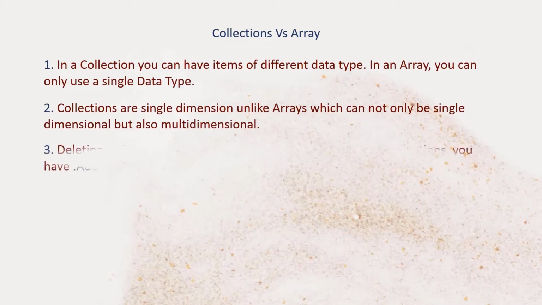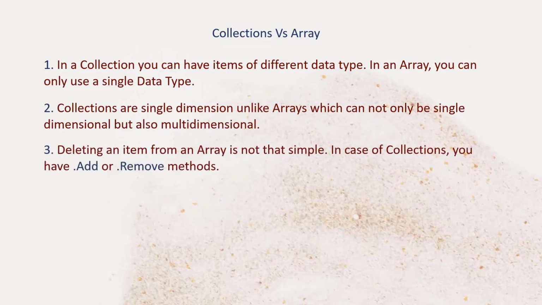Third, deleting an item from an array is not that simple. You can set the value to blank in an array, but the slot is already allocated in the memory and will hold a blank value. You will have to create a new array and then port the values to that in case you want to remove that particular slot. In case of collections, you have .add and .remove methods. We will use these methods later in the video.